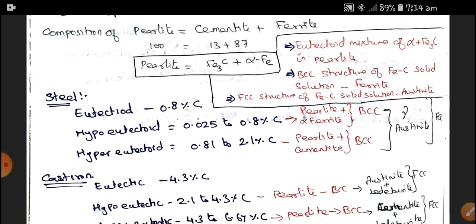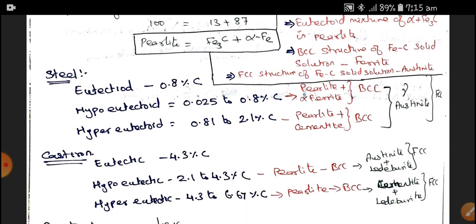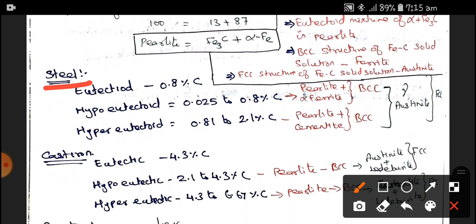And here I have given a detailed picture. This is a beautiful hint. You can please notice this. The steel we can divide into three types. One is eutectoid.